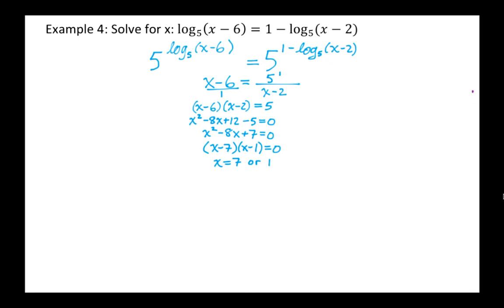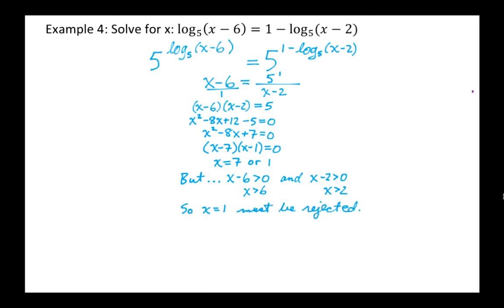Well, now let's think about whether both answers are reasonable. So first of all, we have restrictions on logarithm. You can't take the log of anything negative. You can't take the log of 0 either. So this x minus 6 has to be greater than 0. The other argument, the x minus 2, also has to be greater than 0. So x has to be both greater than 6 and it has to be greater than 2 as well. Well, as long as x is greater than 6, it will also be greater than 2. And obviously x equals 1 is less than 2 and it's less than 6. So x equals 1 must be rejected.